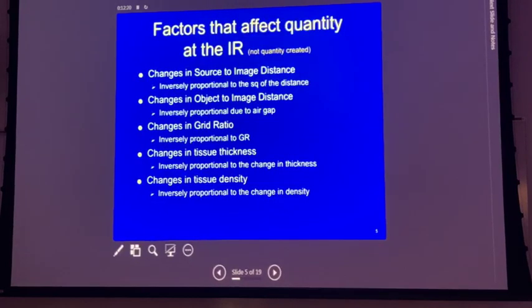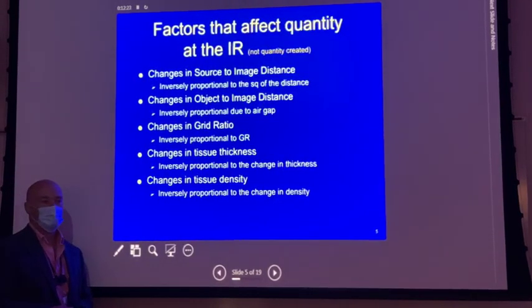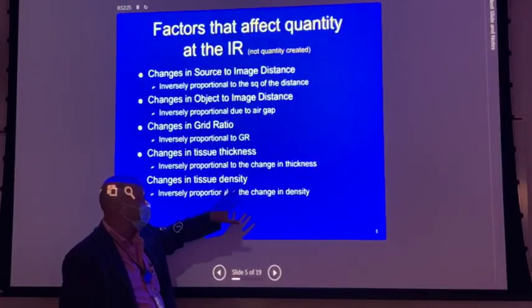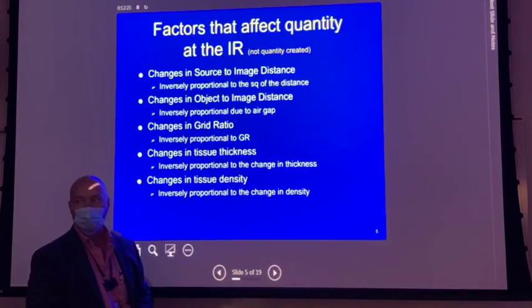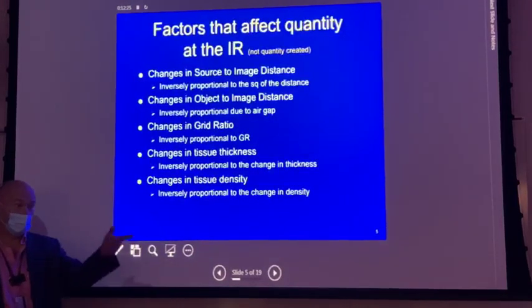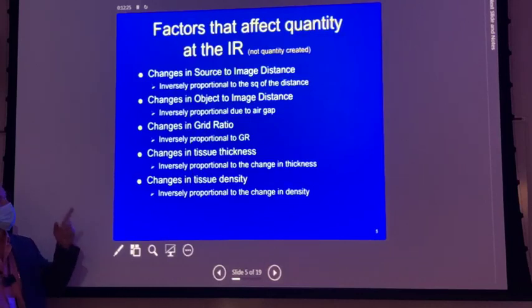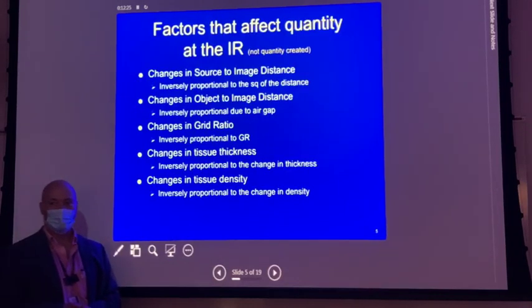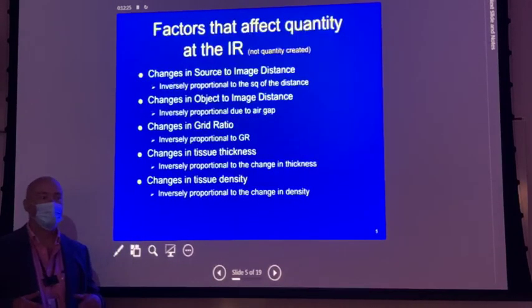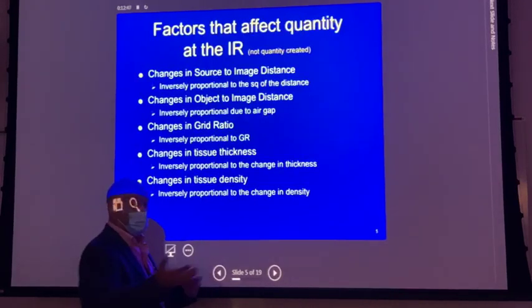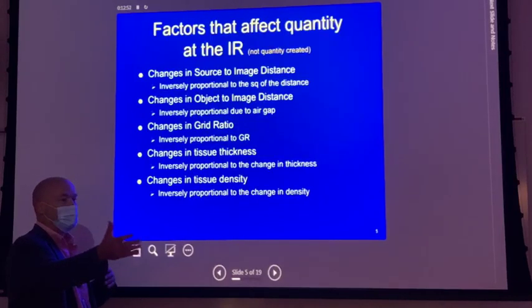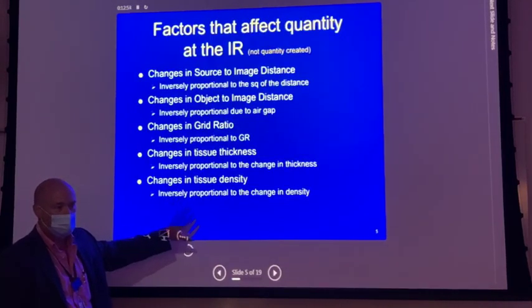So what about object to image distance? As we increase our OID, so our SID remains the same, if we increase our OID, what happens? You get magnification. You get magnification, but in as much as we're talking about quantity, is there a change? No. Is it? Yeah, there is. There is, a little bit. Closer, so we get more. Well, okay, yeah, you're talking about patient exposure, I'm talking about radiographic exposure.